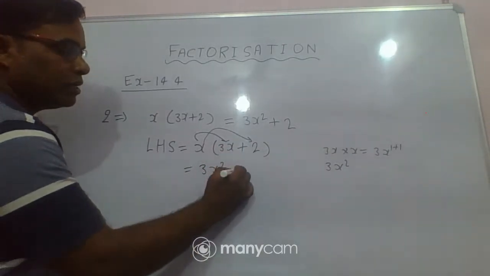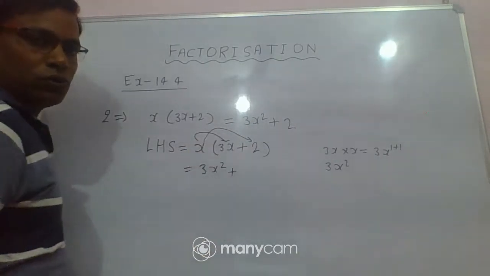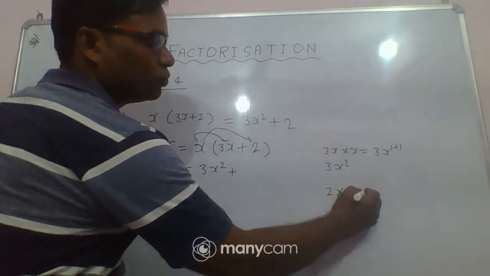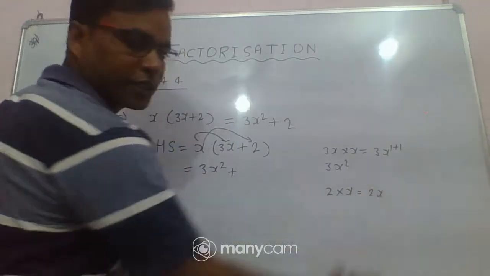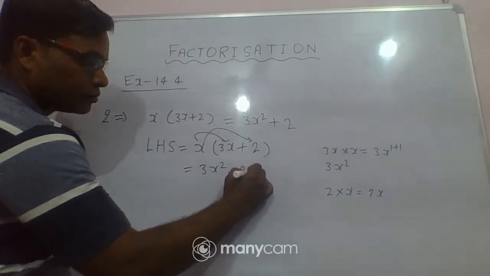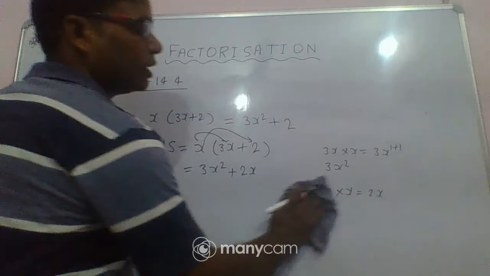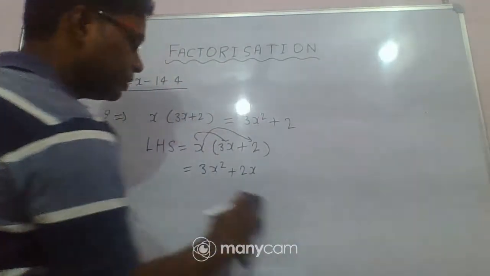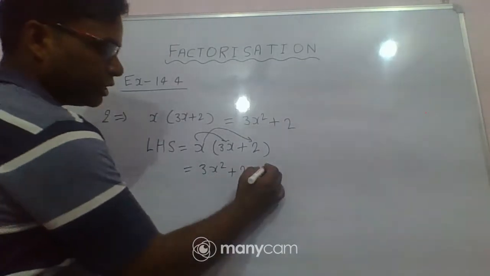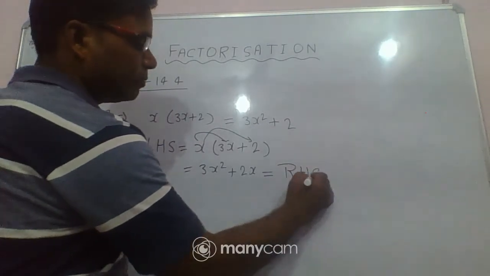Now this x is multiplied by these 2. So here we write plus as it is, and x into 2 becomes 2x. You can have 2 into x or x into 2, it becomes 2x. Clear? So we can write here 2x. I hope all have understood. After this we are unable to solve this.